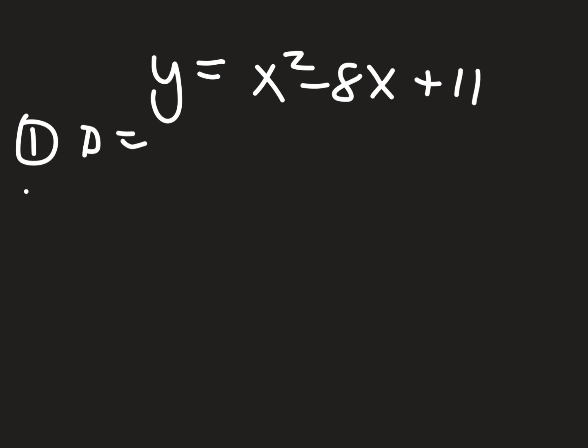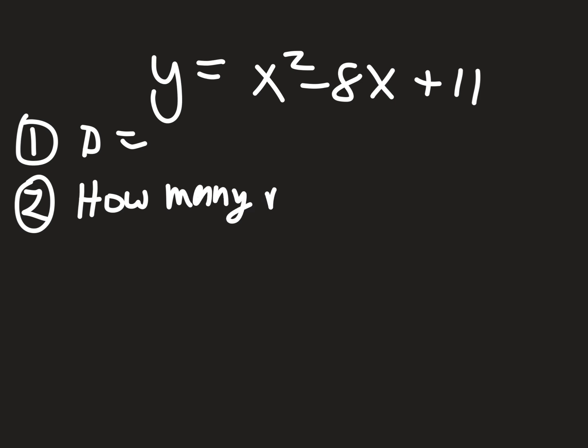For spot number 2, you're going to tell me how many roots it has. Remember how the discriminant, if it's positive, there's this many roots. If it's negative, there's that many roots. How many roots will this have? Remember, roots are the same as x-intercepts.